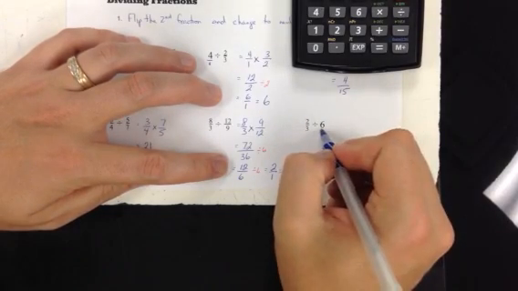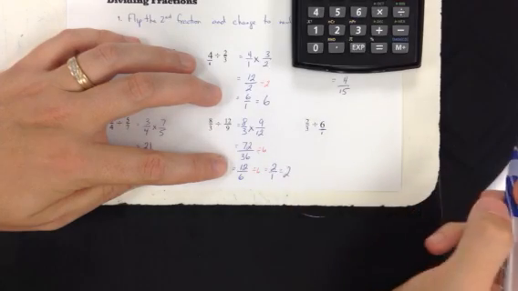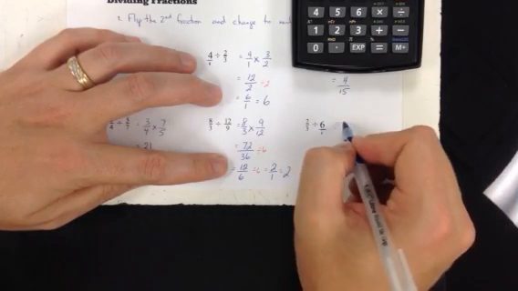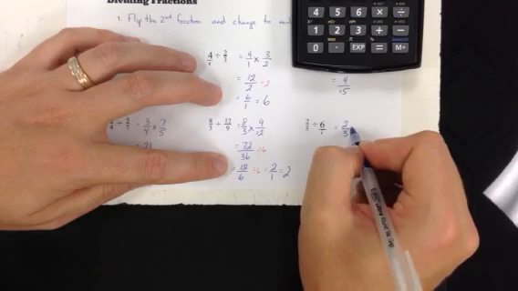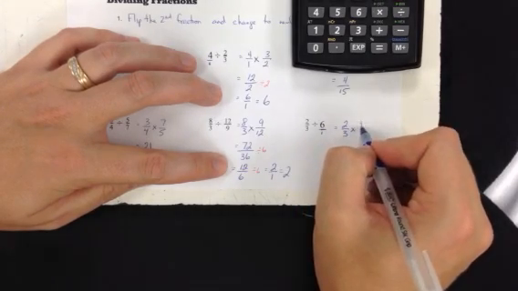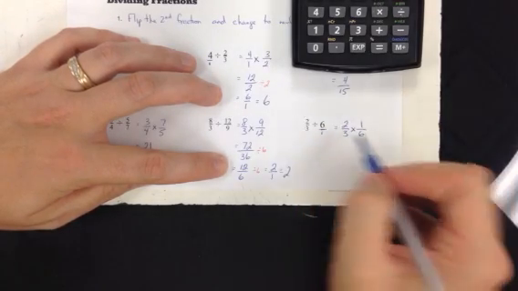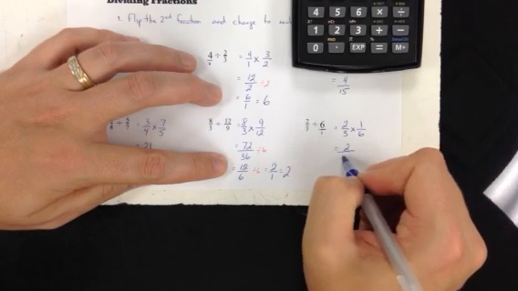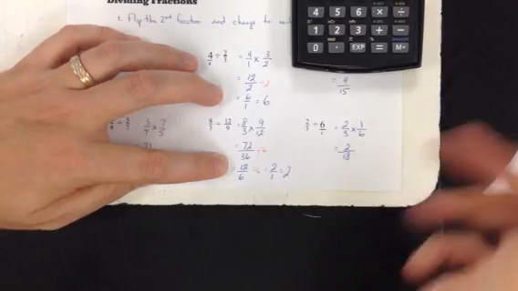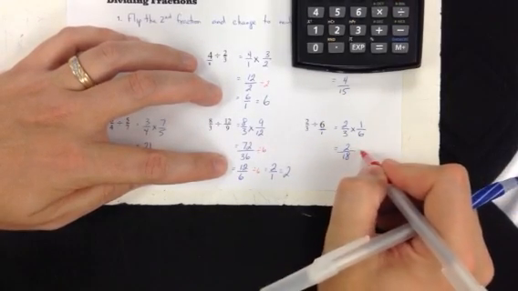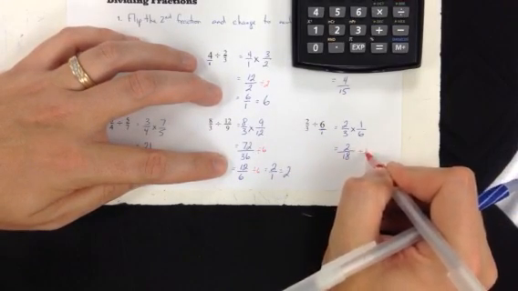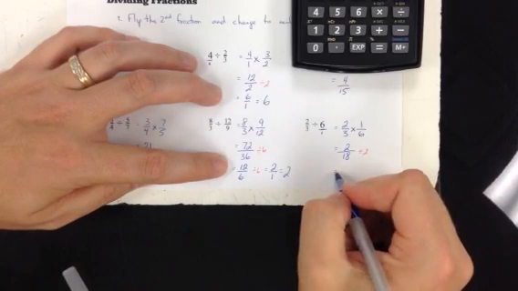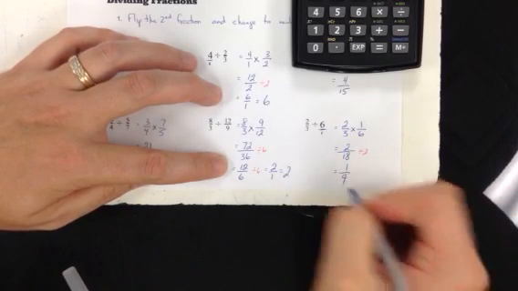For the last one, again, I'm going to take that 6 and make it a fraction with the denominator of 1. 2 over 3 times 1 over 6. Flip that second one upside down. Multiply the top. Multiply the bottom. Get 2 over 18. They're both even numbers, so I can divide out by 2, leaving me with a final answer of 1 over 9.